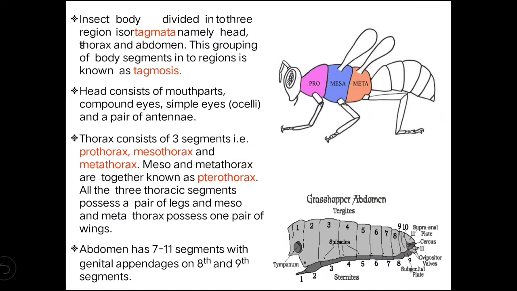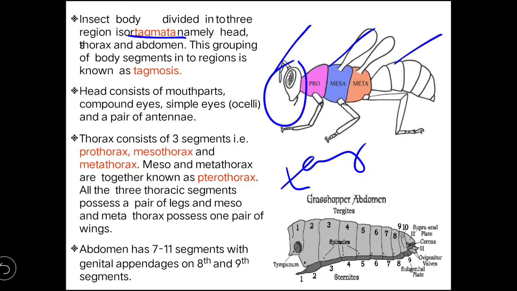Next we'll see what is tagmata. The insect body is divided into three regions, and those regions are known as tagmata. So what are those three regions? Head, thorax and abdomen. So these three regions are known as tagmata. And dividing or grouping of the body segments into different regions is known as tagmosis. For example, we are grouping this as head region, this as thoracic region, this grouping is known as tagmosis.